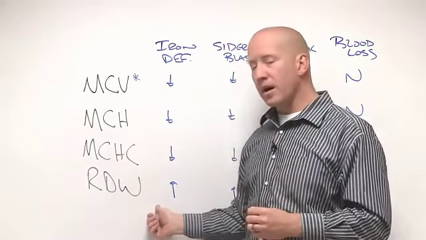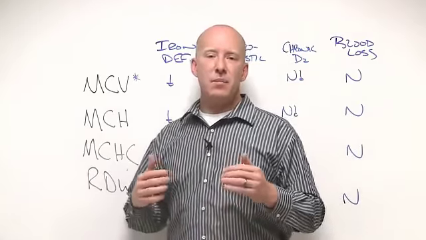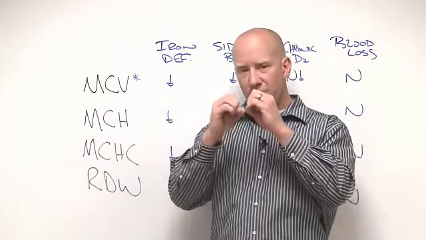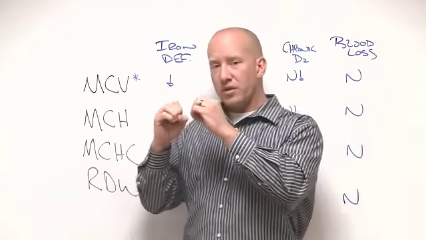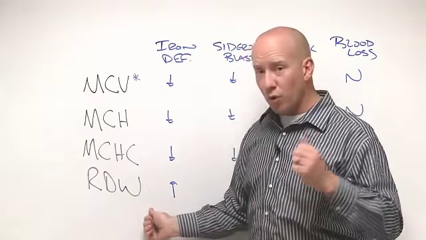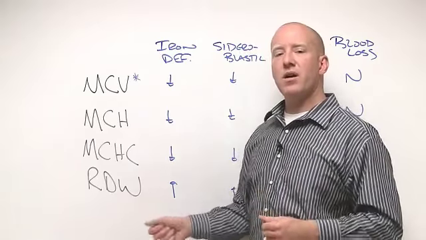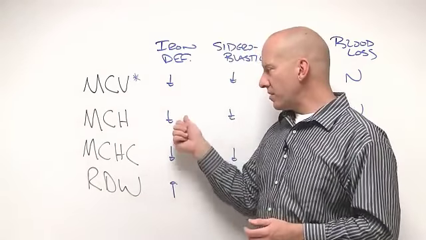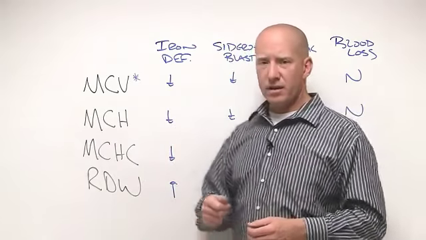And this is why the RDW will tend to be high, because somebody has to be really overtly deficient in iron, for example, to have all of their red blood cells be smaller than normal and therefore maybe a normal RDW. So chances are in a standard iron deficiency anemia, you'd see low MCV, MCH, MCHC, and a high RDW.